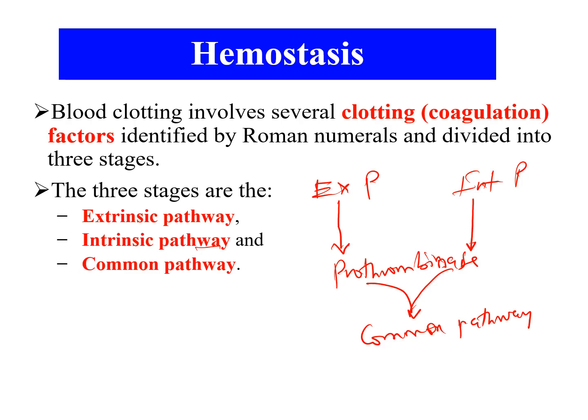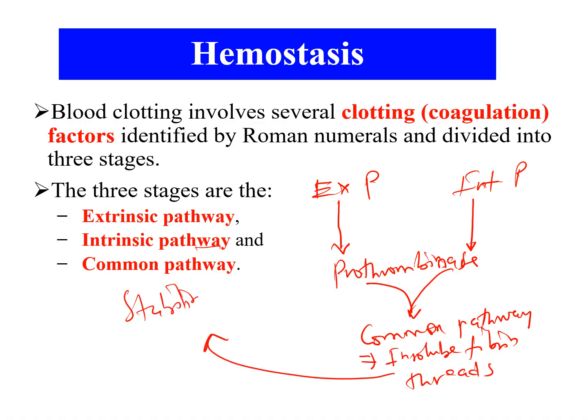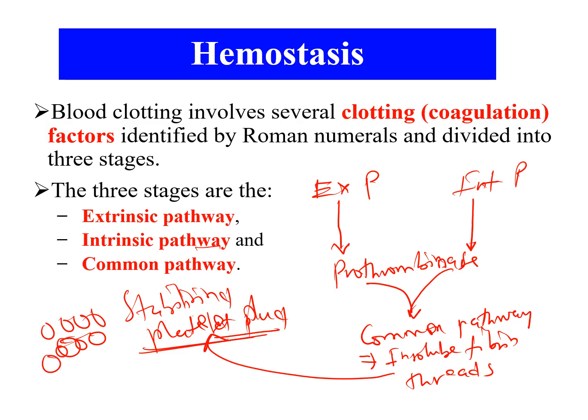The goal in the common pathway is to produce insoluble fibrin threads, and these fibrin threads are very much important in stabilizing the platelet plug. Remember, we produced a platelet plug in the previous explanations. That platelet plug wasn't stable, but now we need to put threads on top of the platelets and other formed elements. So if these are the platelets, we want to put the fibrin threads here on these platelets so that we can stabilize this clot. The main goal of the common pathway is to produce these fibrin threads.